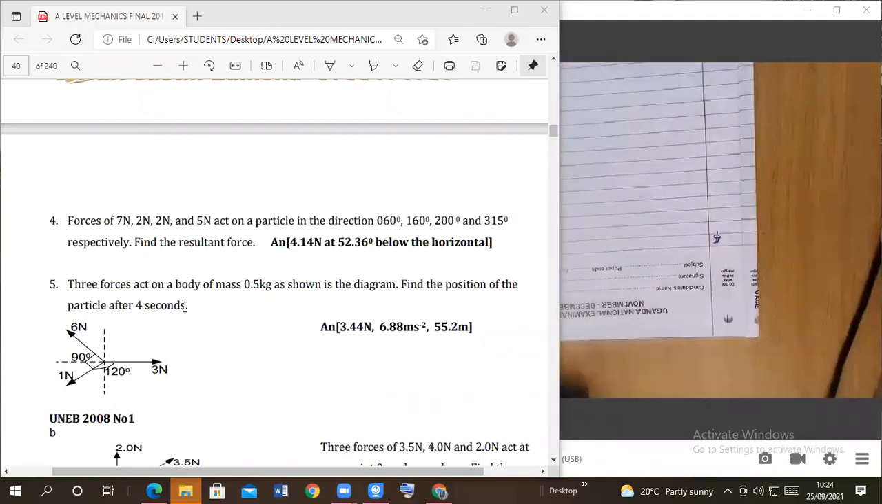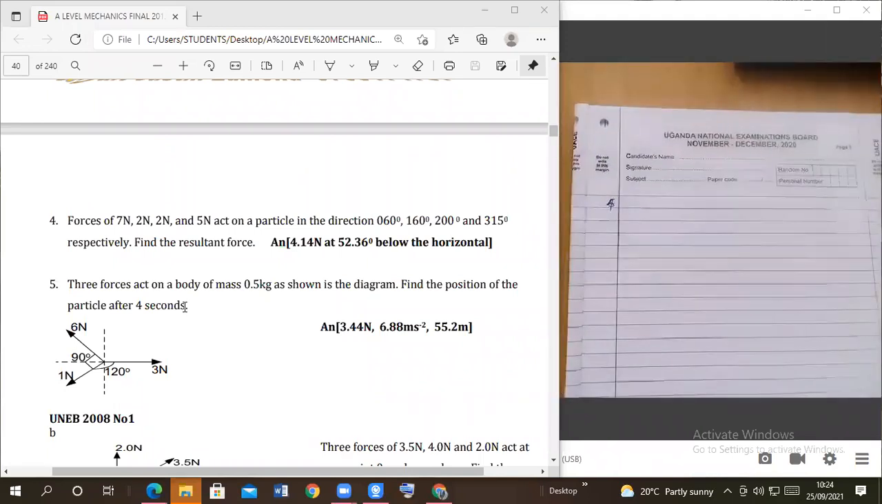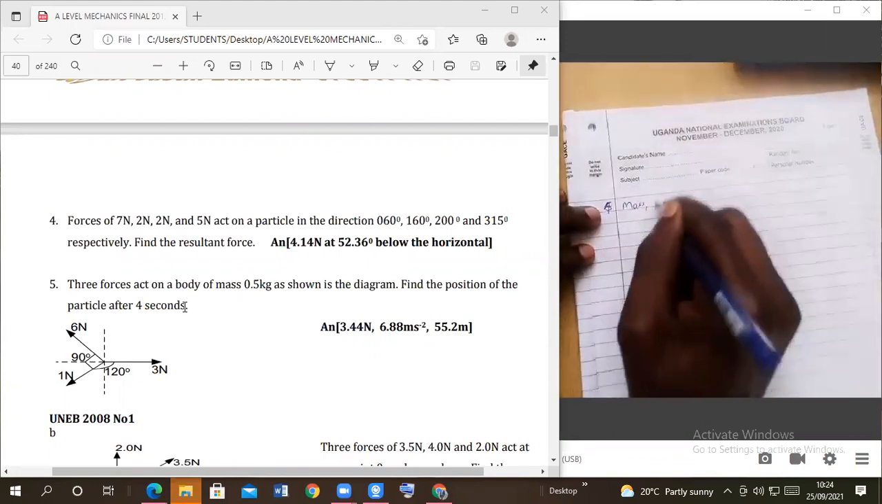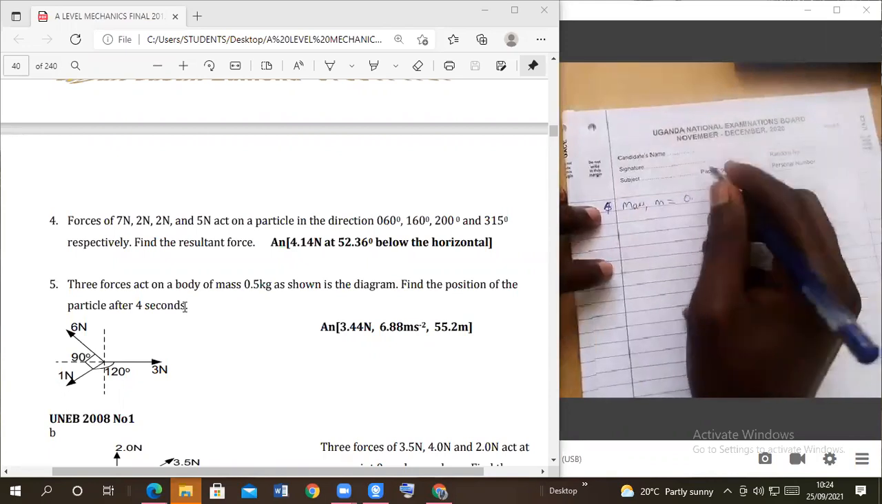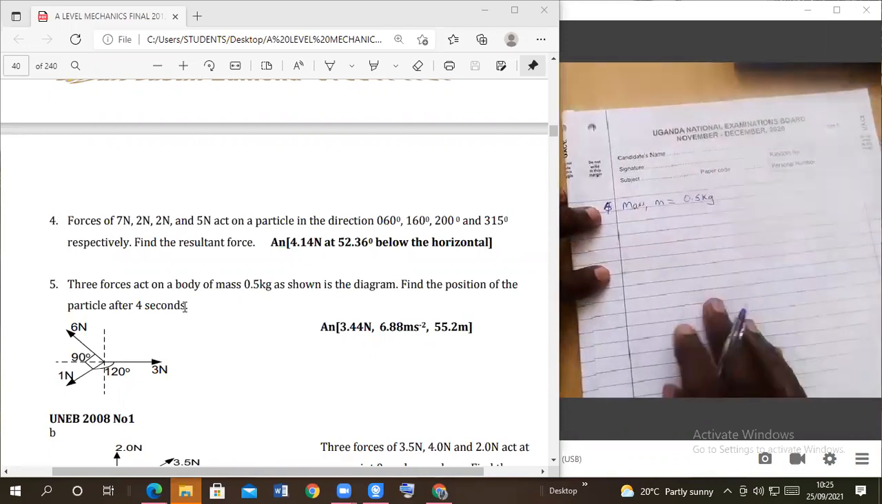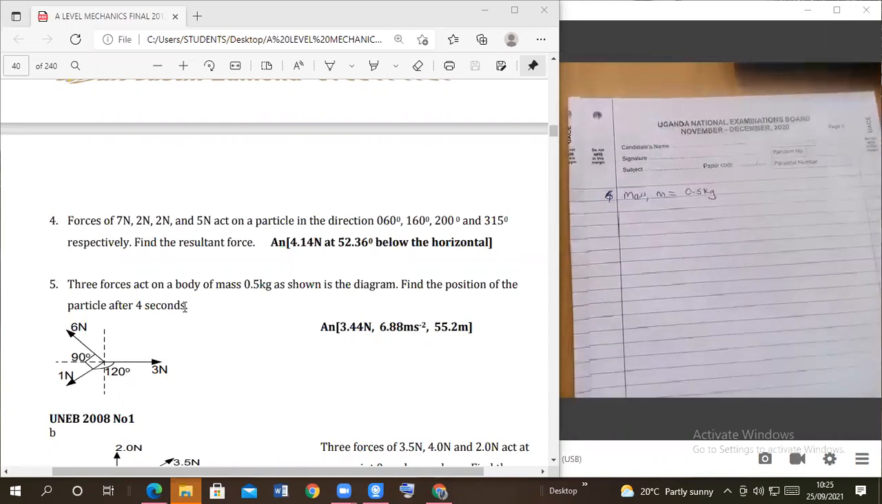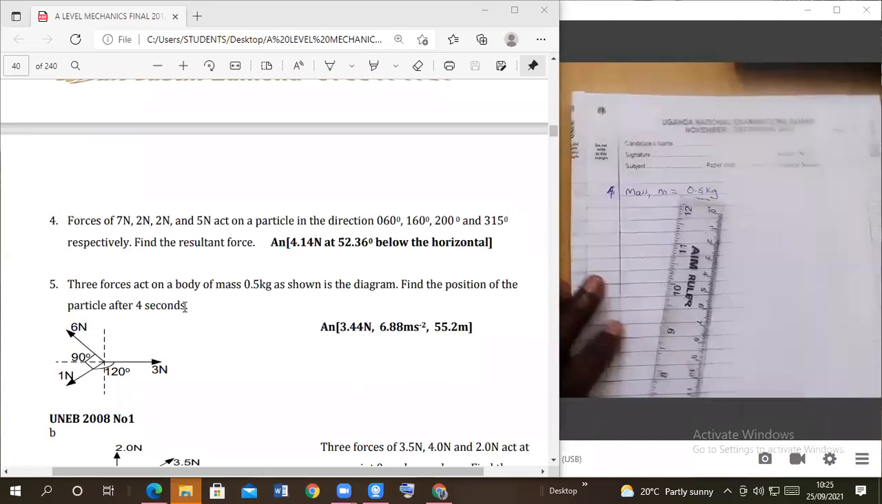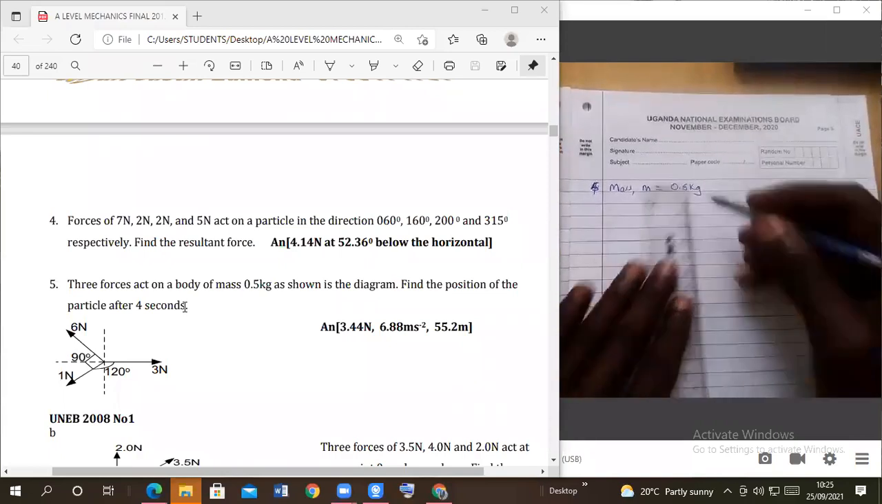They're saying that three forces act on a body of mass 0.5 kilograms, as shown in the diagram. Find the position of the particle after 4 seconds. So that's how it's given. I wanted to do that because that question looked a little bit unique, but you just know how you should approach it. We have that. Let's sketch that.